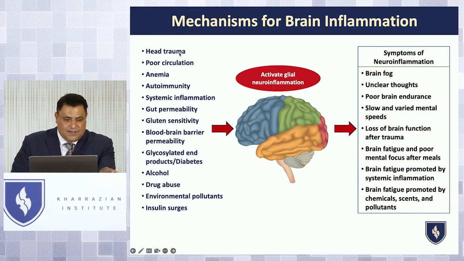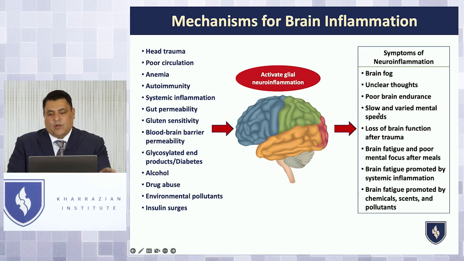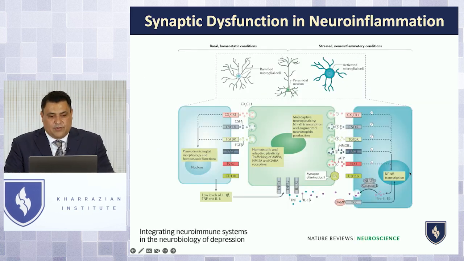Here's just a list of things that cause brain inflammation, whether it's uncontrolled diabetes with high HbA1c, or gut permeability, or gluten sensitivity. These things can all lead to neuroinflammatory responses. The main symptoms of neuroinflammation are brain fog, unclear thoughts, poor brain endurance because it uncouples the mitochondria, a slower brain, and varied mental speeds. These are all part of that mitochondrial, neuroinflammatory pathway.